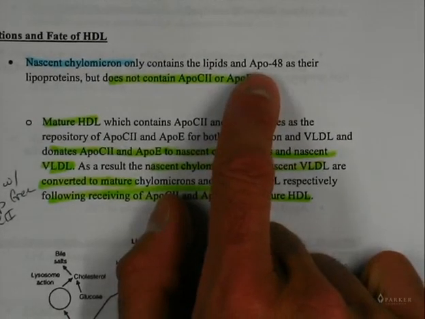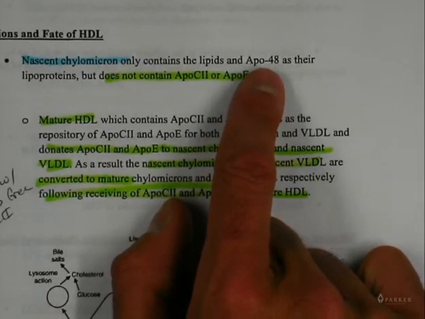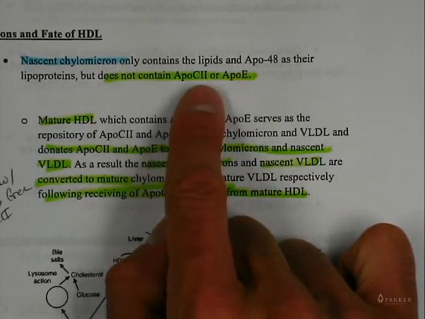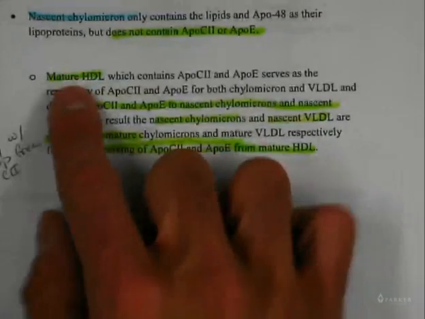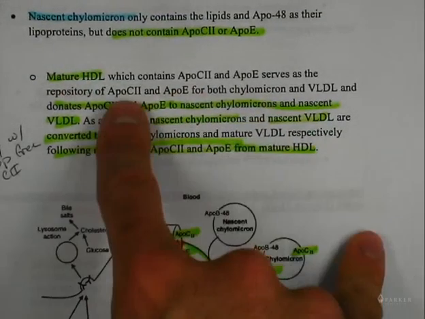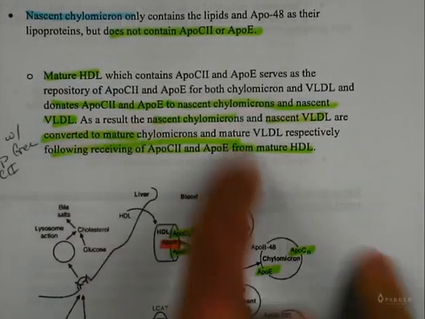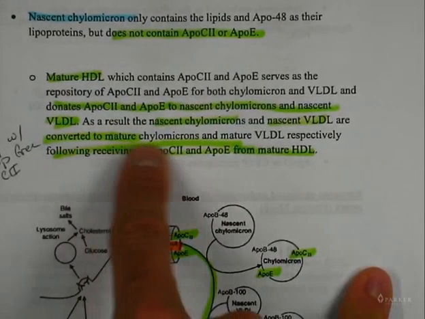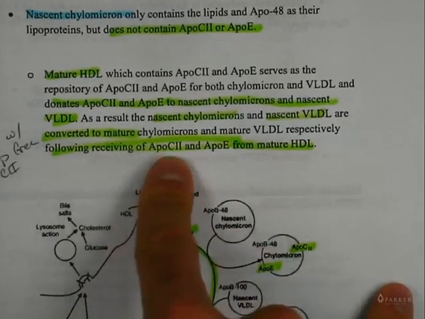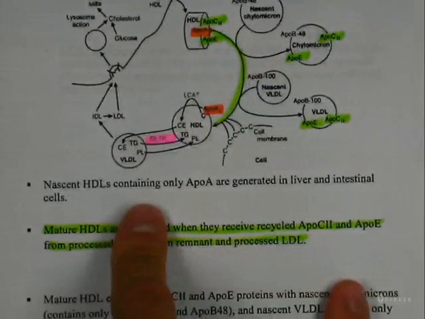Nascent chylomicrons only contain ApoB48. It does not contain C2 or E. It gets C2 or E. Mature HDL contains C2 and E, serves as a repository. It donates C2 and E to nascent chylomicrons, nascent VLDL, matures them, converts them to mature chylomicrons, mature VLDL, following ApoC2 and E from HDL.